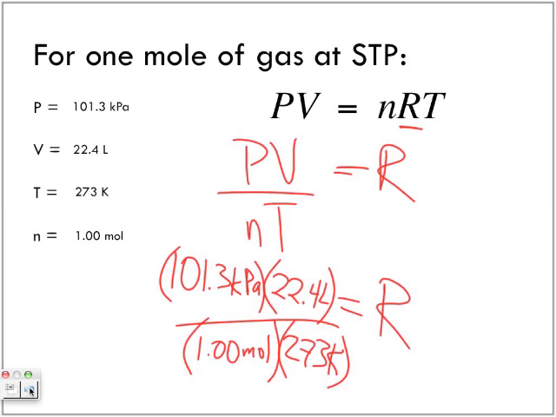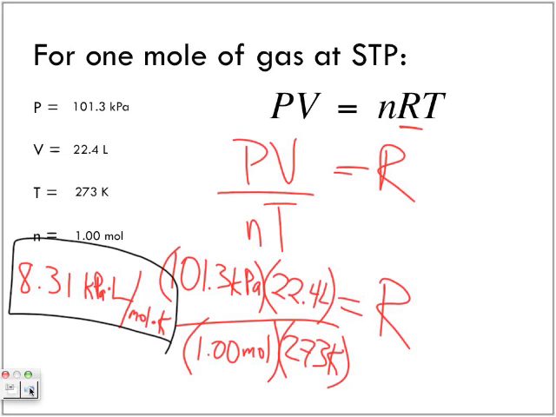Now, do any of the units cancel out? No. What are the least number of significant digits here? 3. So when you throw that into your calculator, you're going to get the following: 8.31 kilopascals times liters over moles per Kelvin. So this is your R value. This is the constant you need to remember.